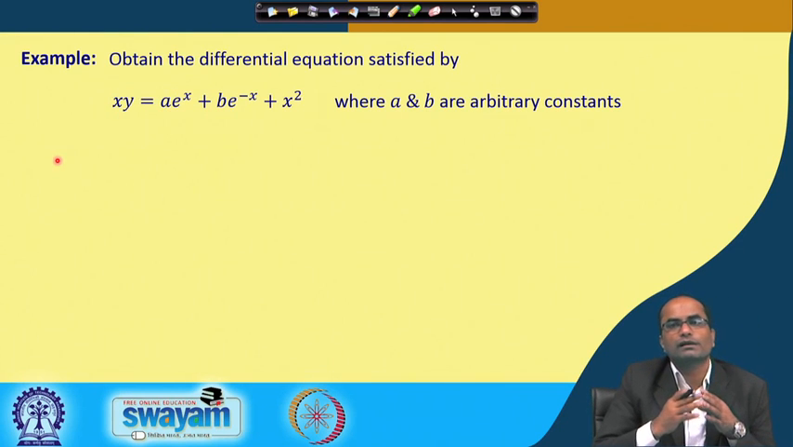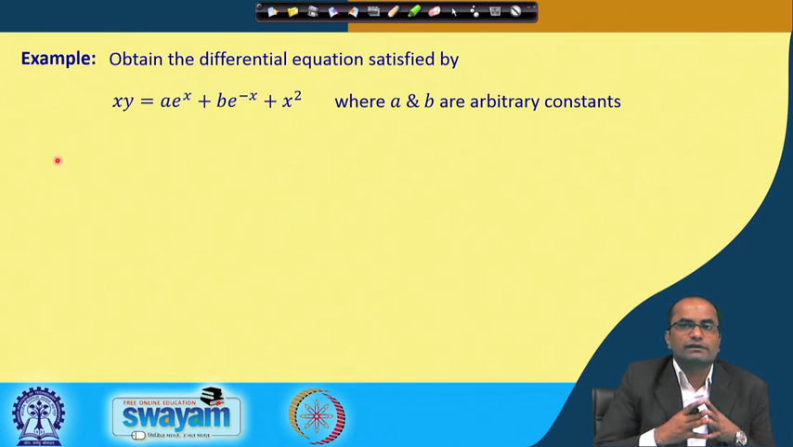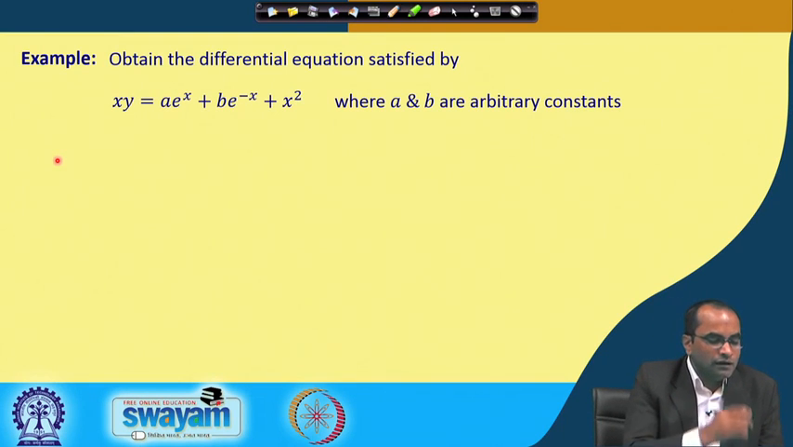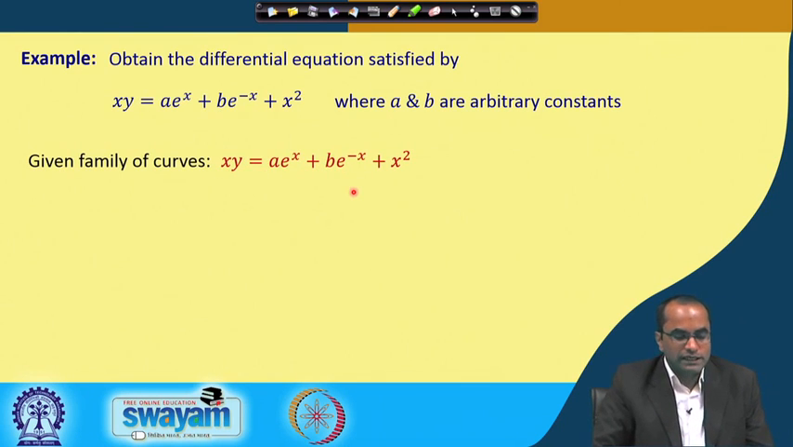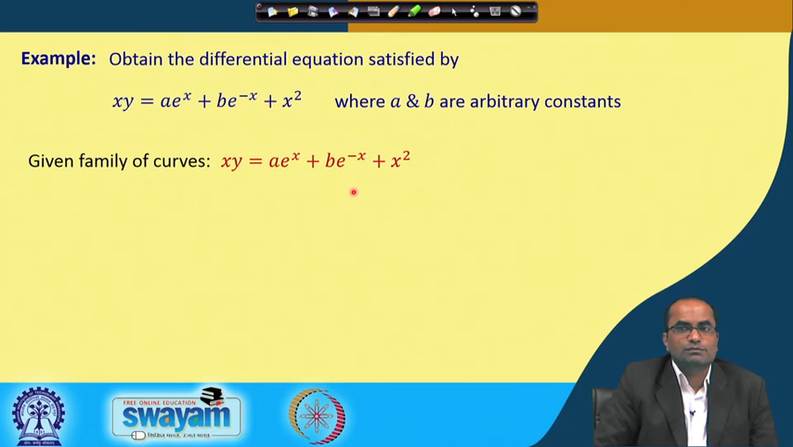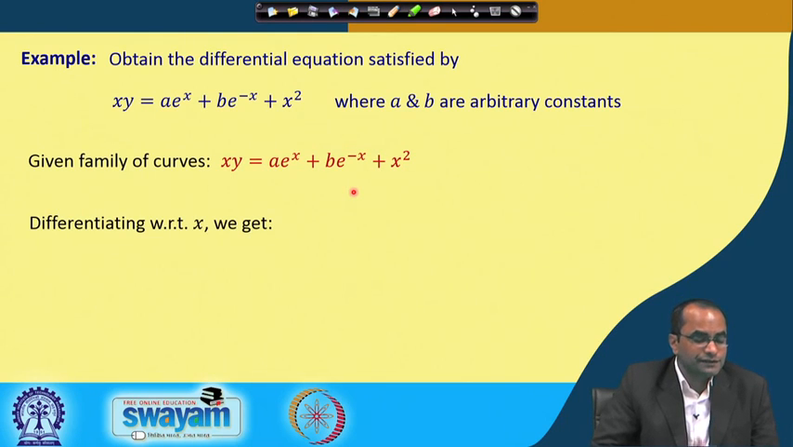Out of this 2 parameter family of curves, we are expecting that the corresponding differential equation will be a second order differential equation, when we try to eliminate these 2 constants from the equations after taking the derivative of this relation. So, here the given family of curves is x y is equal to a e power x plus b e power minus x plus x square, and if we differentiate this with respect to x, what do we get?